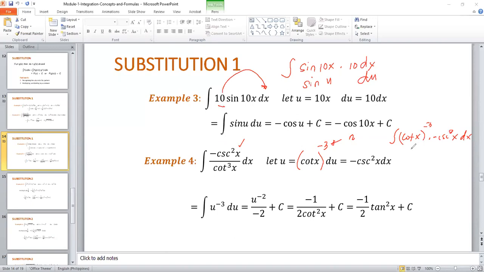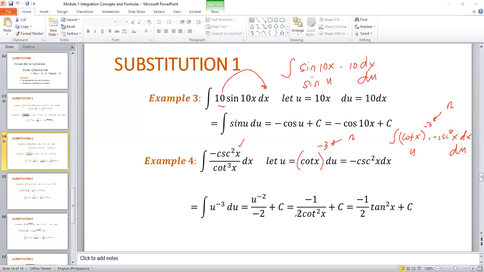This is your u, this is your n, and this is your du. So you process this integral now using power rule because you have an expression u raised to n. So now it's negative 3 plus 1, it's negative 2 over negative 2. So since this is negative, you have to write it in the denominator. What is the u? Cotangent x. Squared came from the negative 2 in here, which you place here in the denominator.